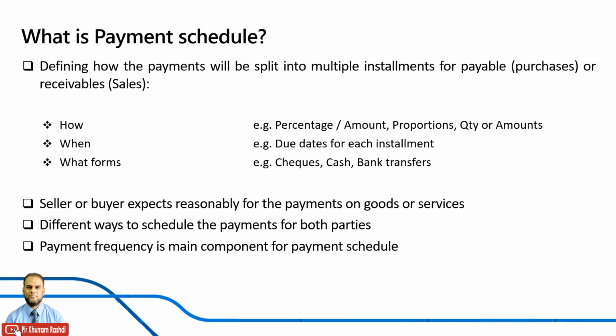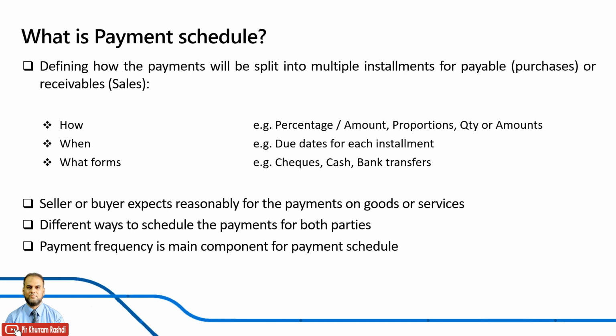So how can it be achieved? Basically there is an option percentage-wise or amount-wise. Proportions, where you specify, okay, this is my 20%, then I have to pay you 30%, or receive 30%, and then ultimately 10%, 5%, whatever proportions you define. Then it can also be defined on quantities, like how many installments there will be for a specific amount, like 5, 10, 15, or it can be amounts also.